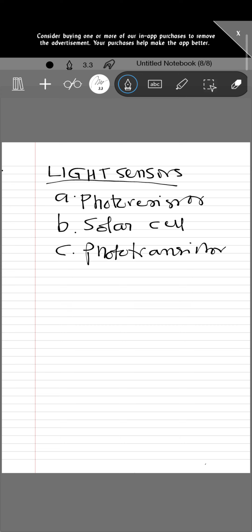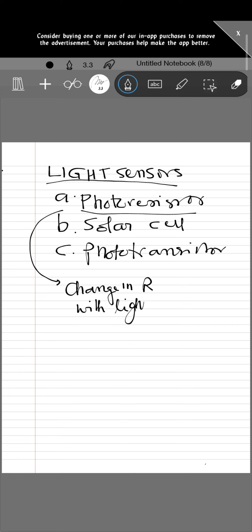Now let's start first with the photoresistor. A photoresistor, as the name suggests, is a device where there is a change in resistance with light, and it is mainly found in semiconductor materials which are sensitive to light. One of the examples is cadmium sulfide.